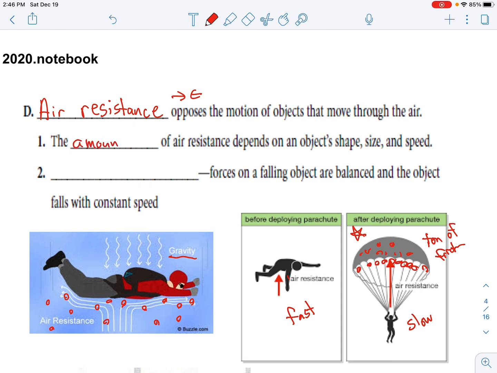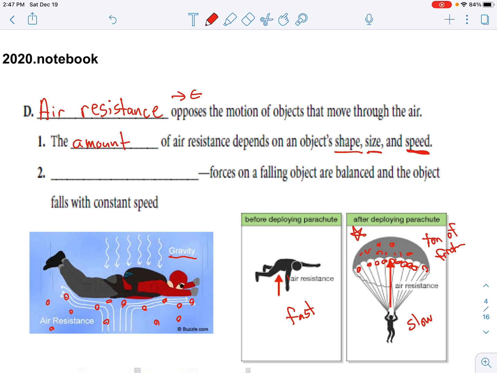So the amount of air resistance that you have depends on your shape, right? So if you're falling out of a plane, do you make your body really small, or do you spread out your arms and legs to catch more air? Your size, do you have a big parachute or a little parachute to catch more air? And then also your speed. So jumping out of a plane, your speed's going to be caused by gravity.